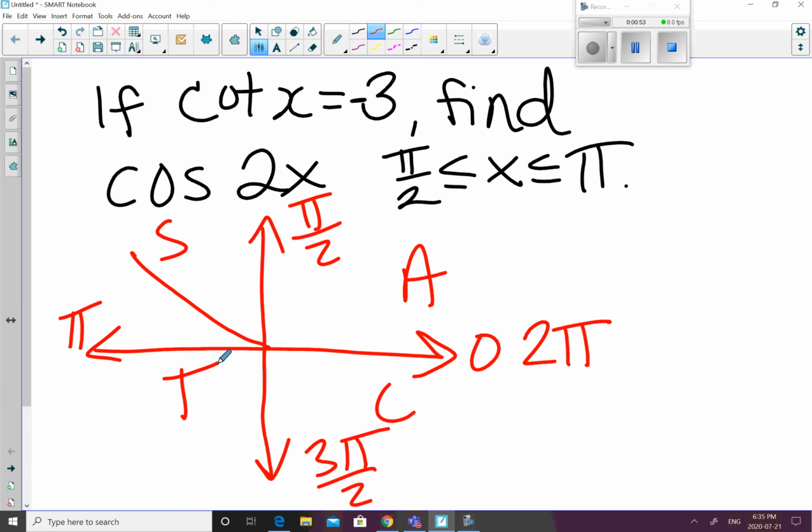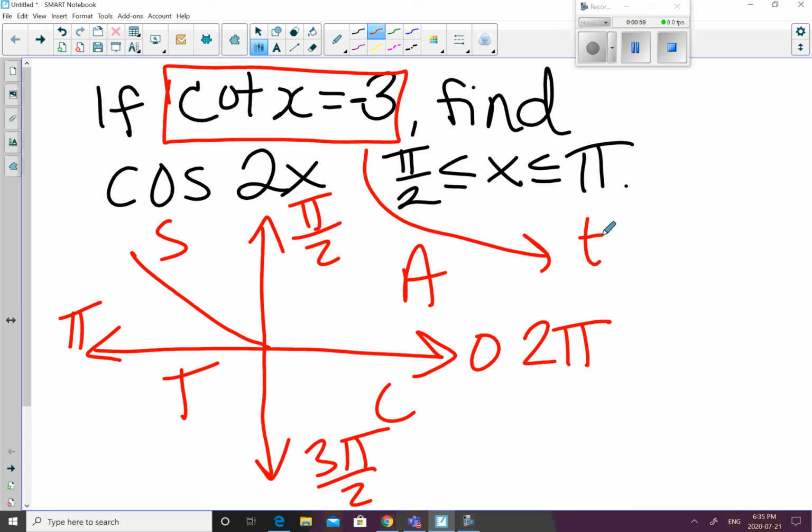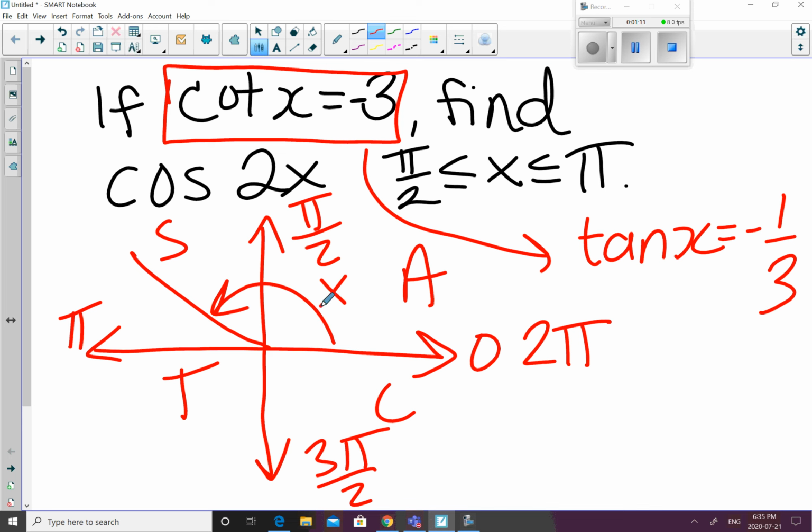The next thing we have to do is get rid of cotangent. It's the reciprocal of tangent. So that means tan of x is -1/3. So I'm going to now set up my angle x in standard position. I've got my angle with the x-axis being my related angle. And I'm not going to actually find out what that angle is. I'm just going to label my side lengths.